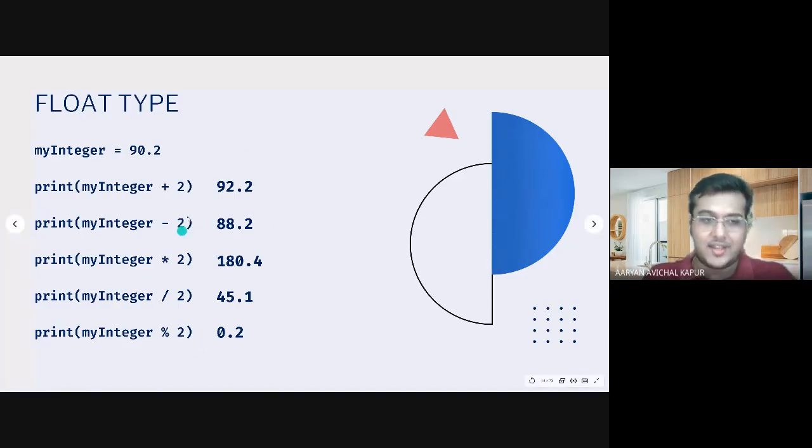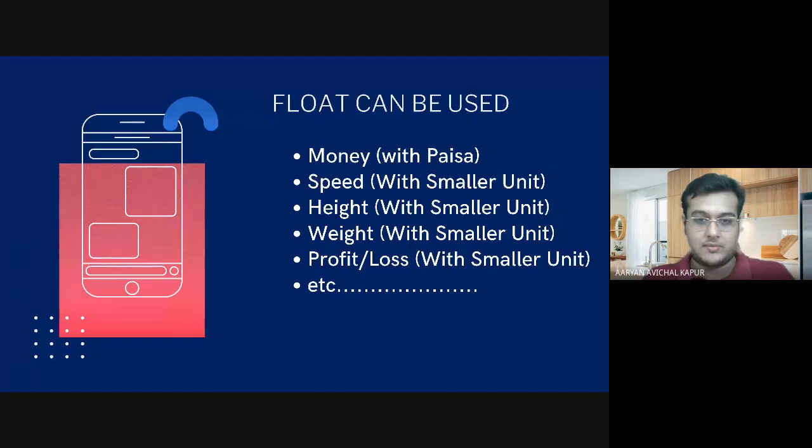So here you can see how decimals are sort of worked upon here, correct? Now we will look into where they can be used. So now our problems are solved in terms of accuracy. I can tell you how much something costs with paisa. I can tell you the speed with the decimal. I can tell you height with the smaller unit, weight, profit loss, everything.